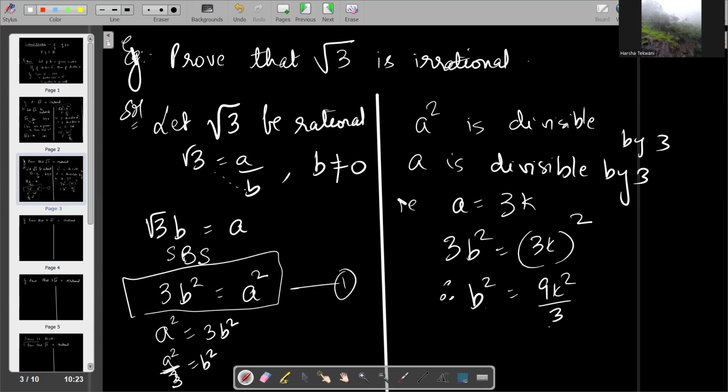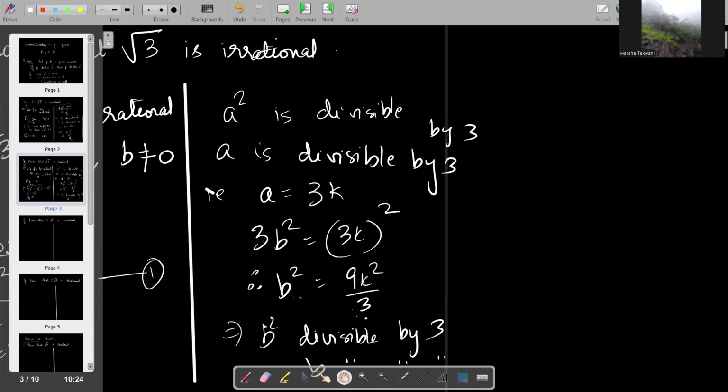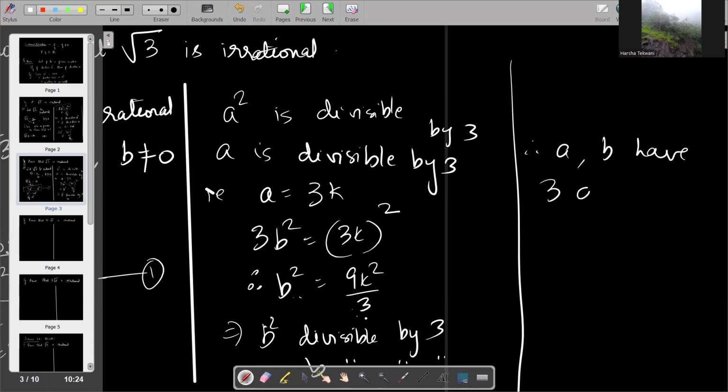Hey, b square is divisible by 3. That means even b is divisible by 3. So write the same thing: b square is divisible by 3, so b is divisible by 3. That means a and b both do not have just 1 as the HCF. They have even 3 as a factor. A, B have 3 also as a factor.